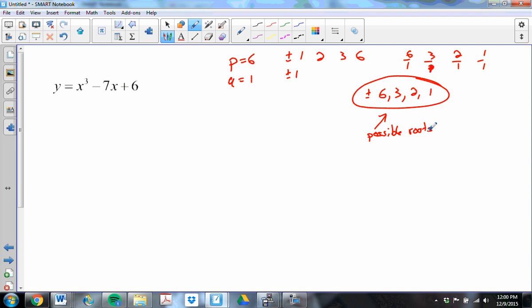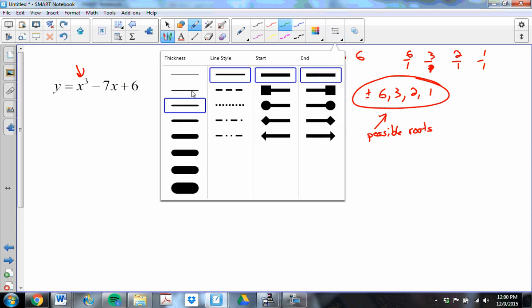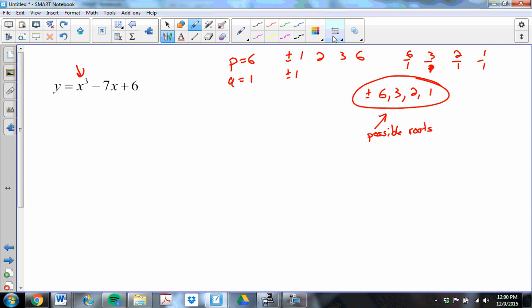I'm going to try it. 6 seems a little bit too big. Be kind of smart about this. If I'm going to plug a 6 in for x, this is going to become 6 to the 3rd, and it's going to be way too big to make this work. My guess is it's something like 1 or -1 or 2 or -2. I'm going to try 2.